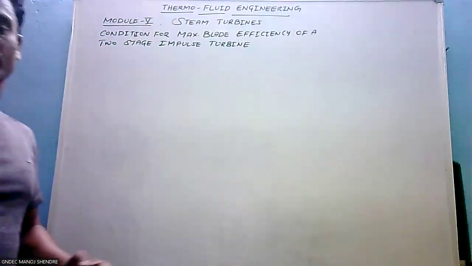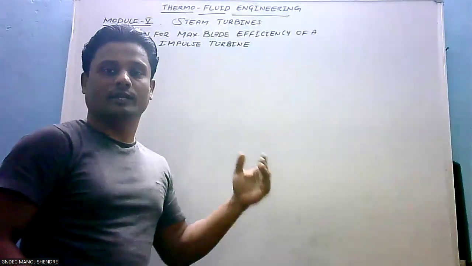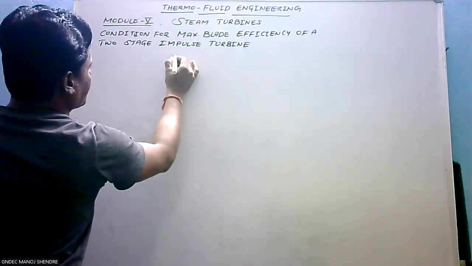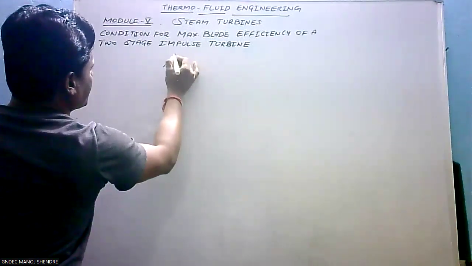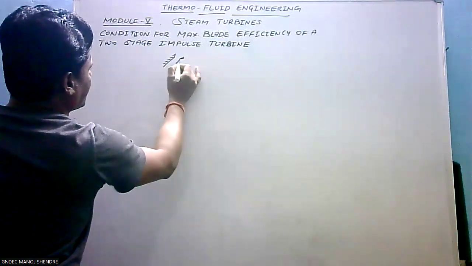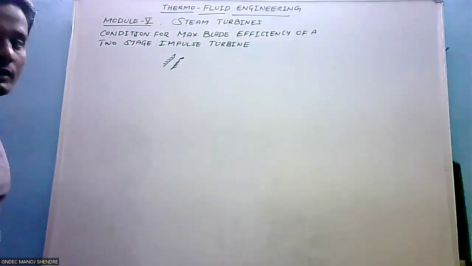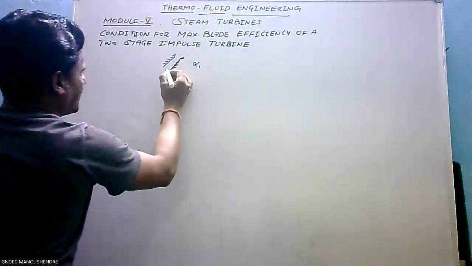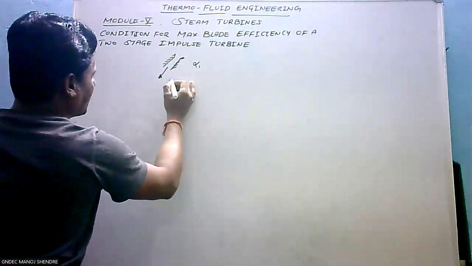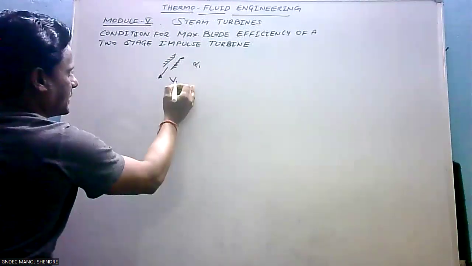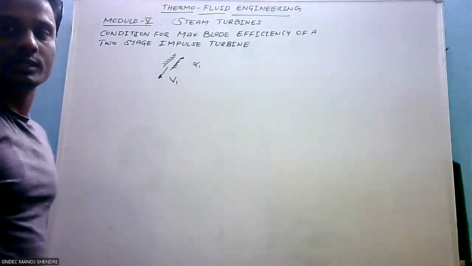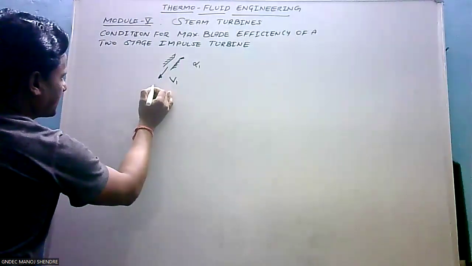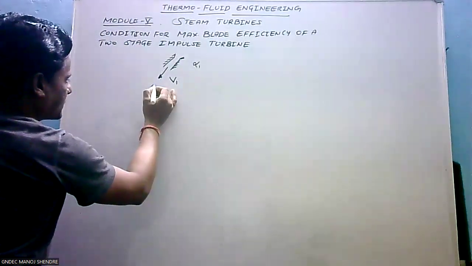Let us draw the simple flow diagram for steam. Let us start with the nozzle. This is a set of nozzles. Let me assume a single nozzle with the angle alpha 1. The steam comes out of the nozzle with the velocity v1. It enters the first set of moving blades.